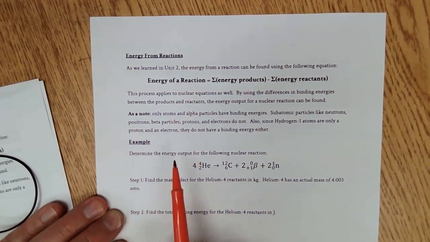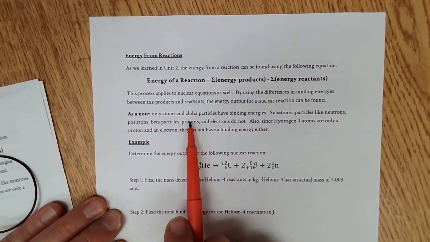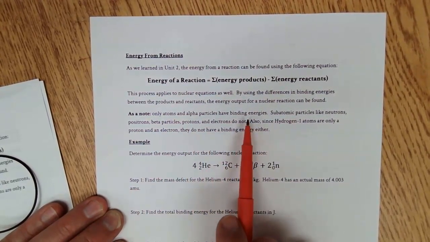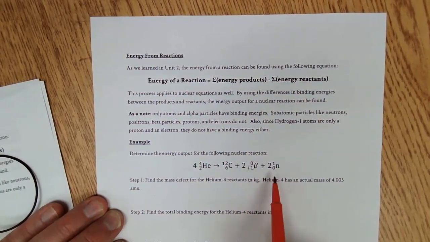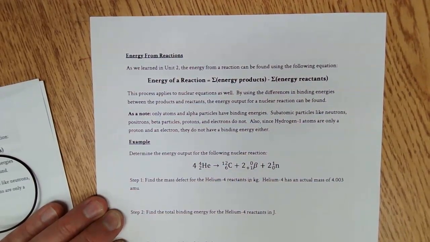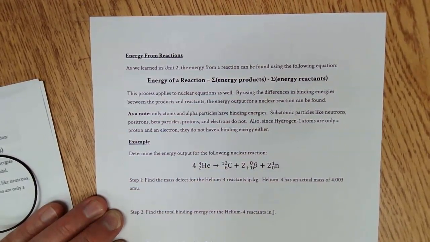If you look at the note here, only atoms and alpha particles have binding energy. So anything that is a beta particle like this or a neutron did not have binding energy, so we don't include that as part of it, okay? But any of the elements or atoms, and if we had an alpha particle there, we would include that, okay?